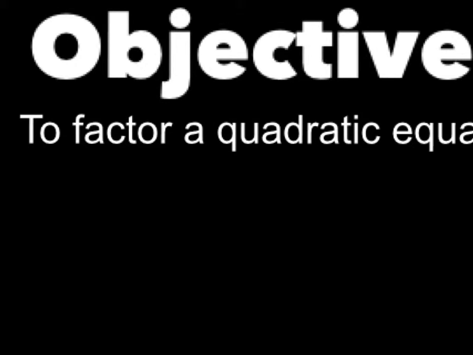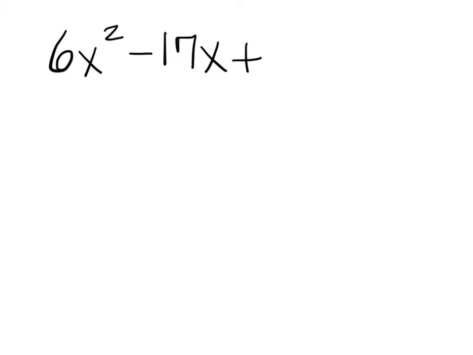The objective today is to factor a quadratic equation where a is not equal to 1. It's the same thing again. Here's an example. The example is 6x squared minus 17x plus 5 equals 0.